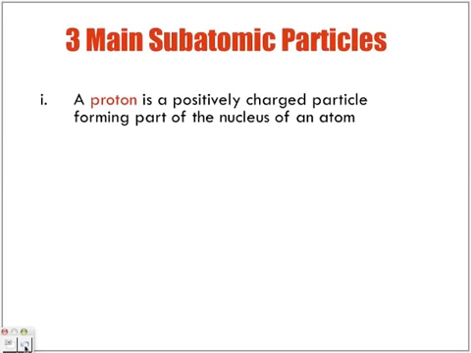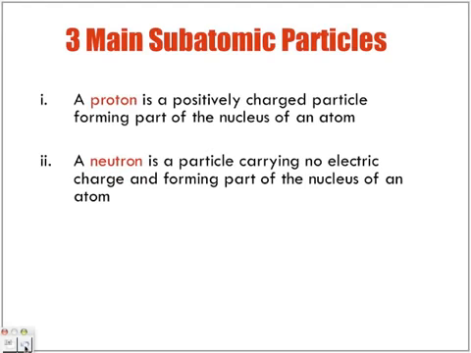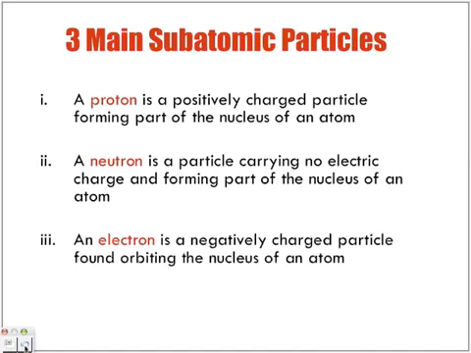So, let's just recap the three main subatomic particles. A proton is a positively charged particle forming part of the nucleus of an atom, right? We've drawn that. A neutron is a particle carrying no electric charge and forming part of the nucleus of an atom. And lastly, an electron is a negatively charged particle found orbiting the nucleus of an atom.